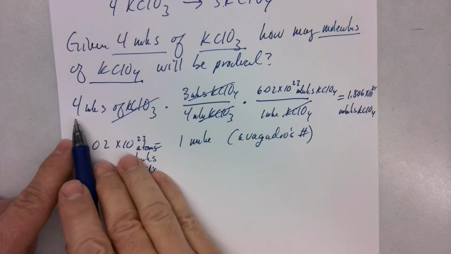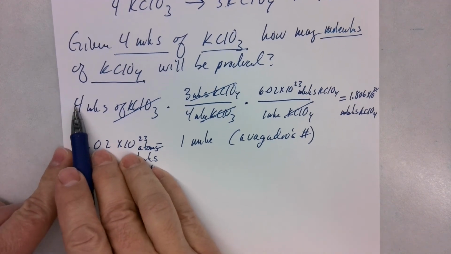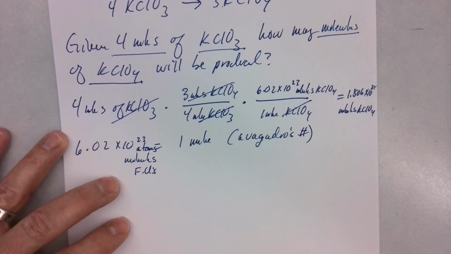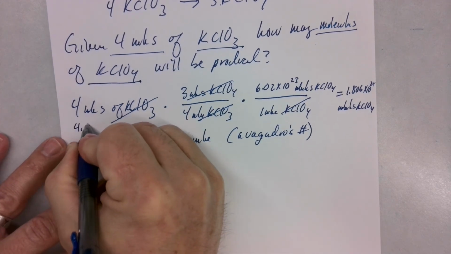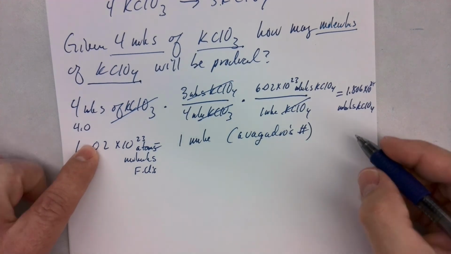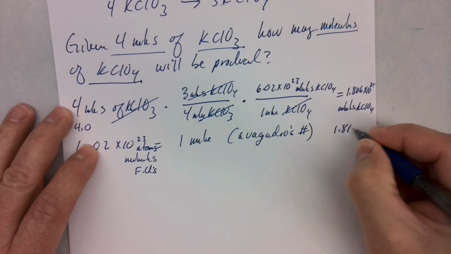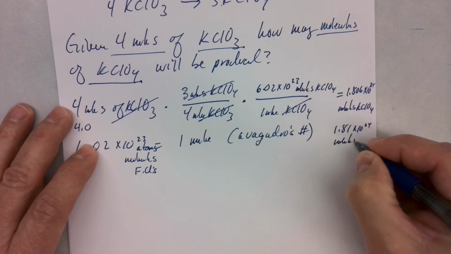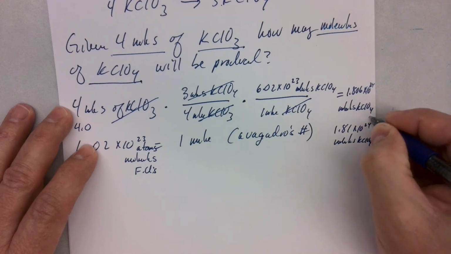Now, how could they have changed this and made it a better number to use? If they'd have gone 4.0, now I'm going to use my 2 sig figs. Do you see the difference there? So the answer here should probably be 1.81 times 10 to the 24th molecules of KClO4, just like that.